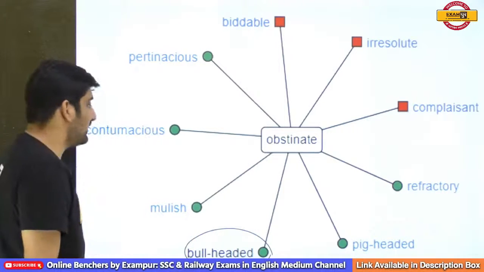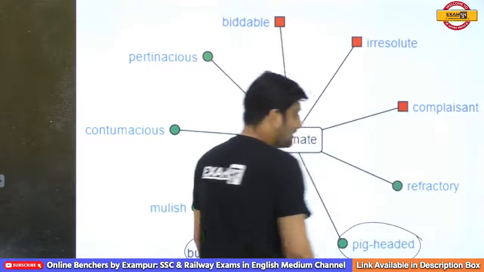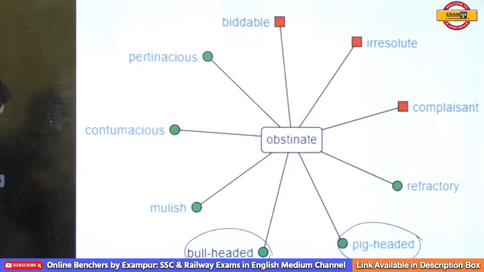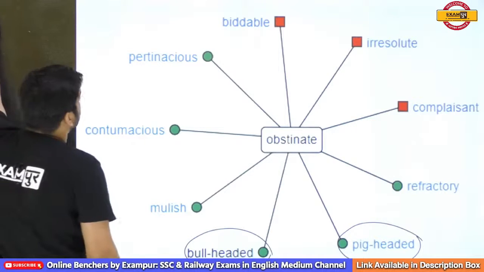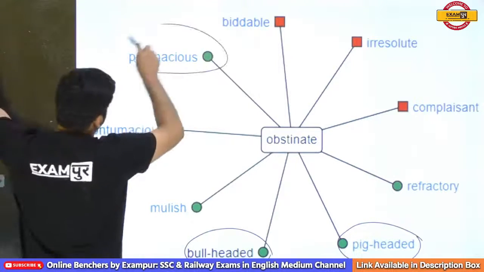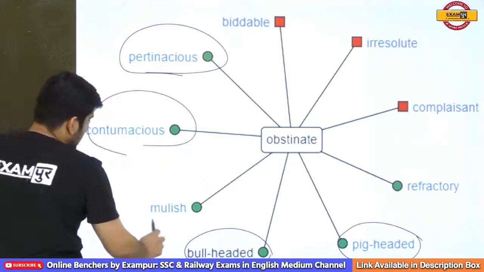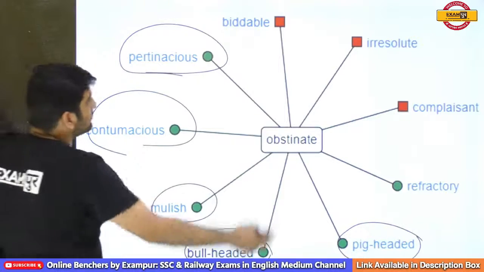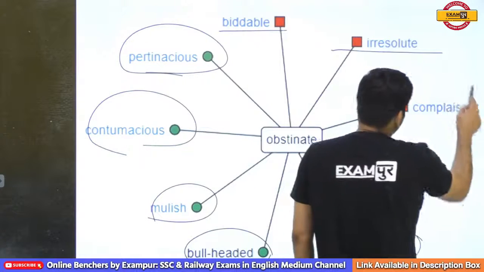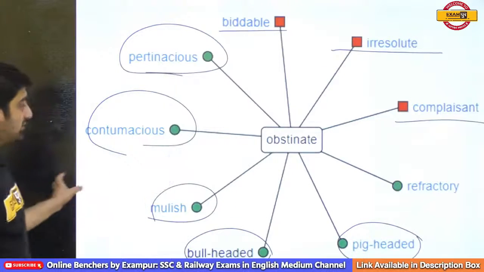So this is called bull-headed, or you may also call it pig-headed. Whether you call it bull-headed or pig-headed, both are the same. It basically means pertinacious, contumacious, mulish. In opposition to this, biddable, irresolute and complacent will be the antonyms.